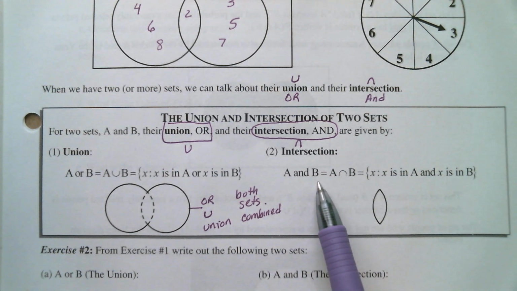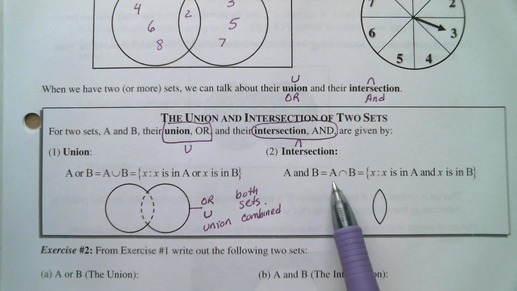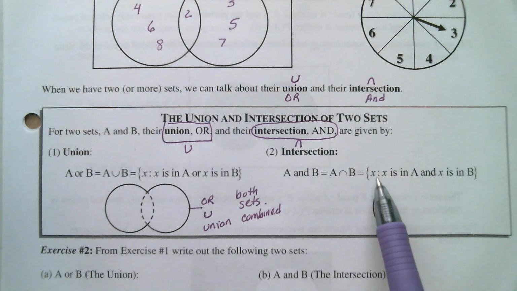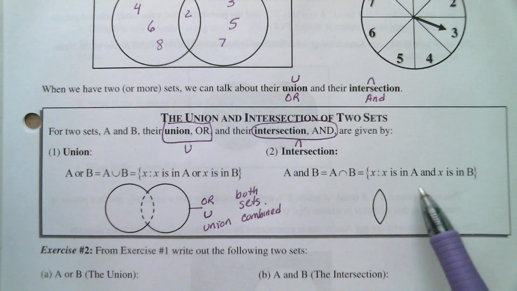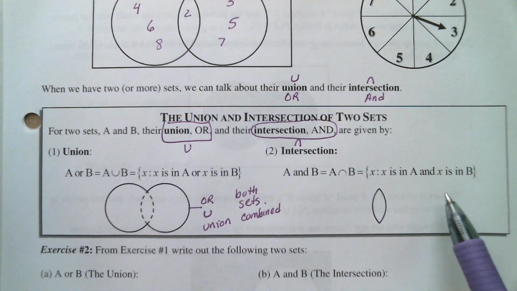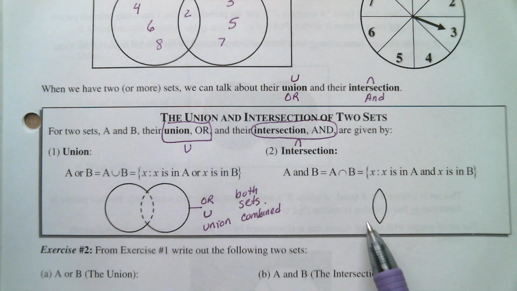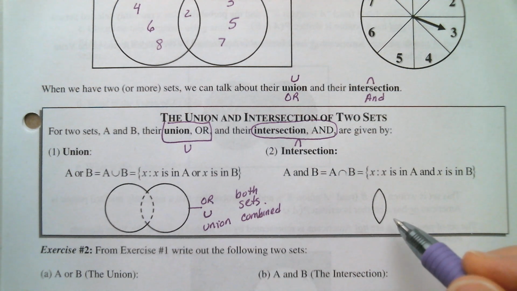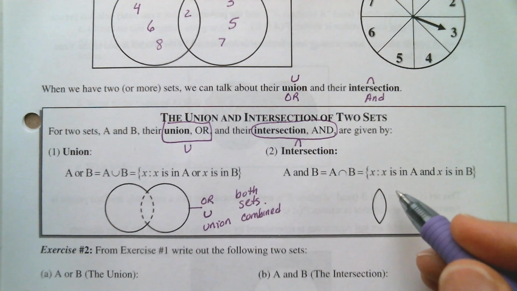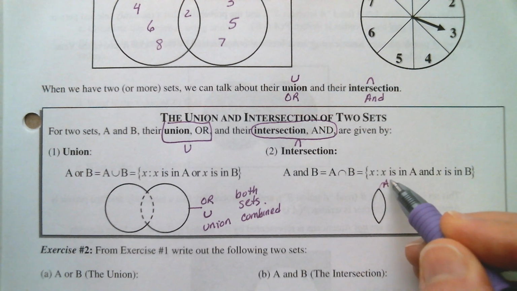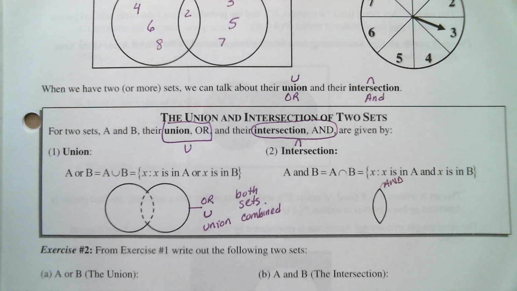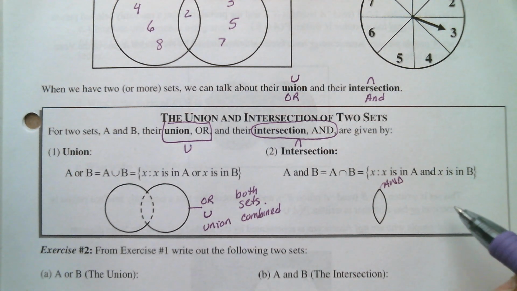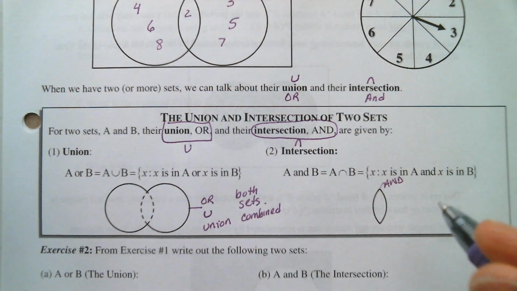A and B, which equals in symbols A intersection B, is equal to the set of all x such that x is in A and is in B. Again, when we're looking back at our Venn diagrams, that was the overlapping region. And this would always be our AND region. And this is what is shared between both sets, or contained in both sets.